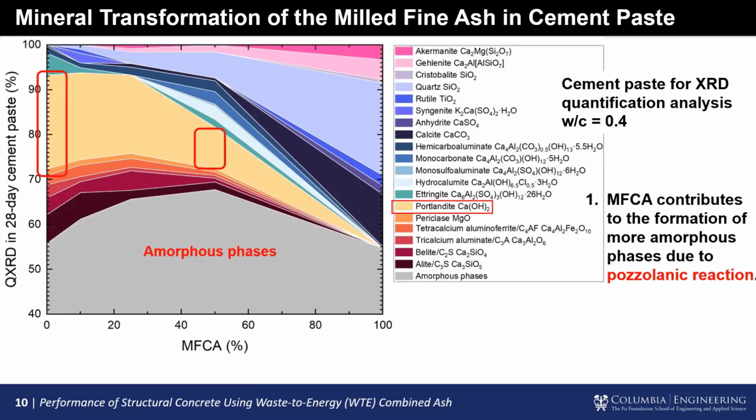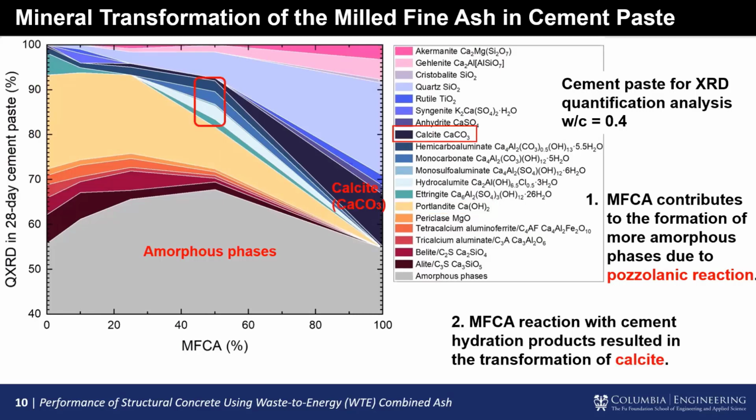First of all, the fine combined ash can contribute to more amorphous phases and reaches the highest at the 50 volume percent of replacement. The yellow range is the portlandite. Compared to the cement paste with zero ash addition, the 50% ash one, the portlandite, is less than half of that of the reference. This phenomenon indicates the portlandite in the cement hydration products reacts with the silicate compounds in the fine combined ash through the pozzolanic reactions and results in more amorphous phases.